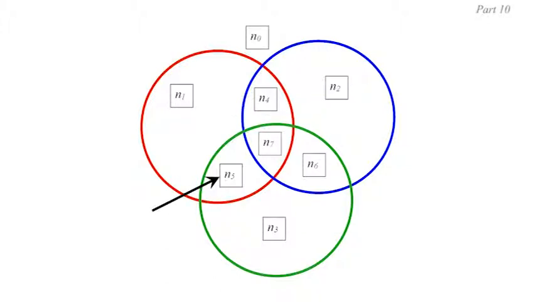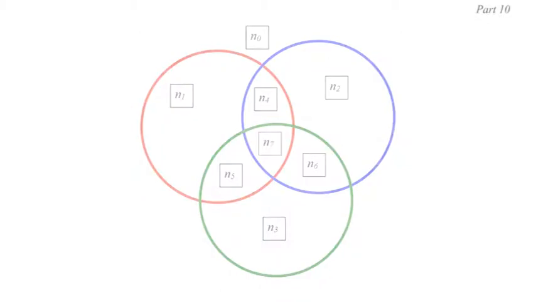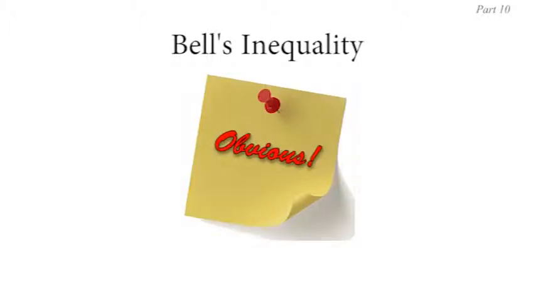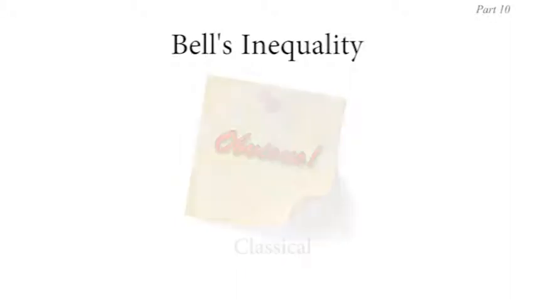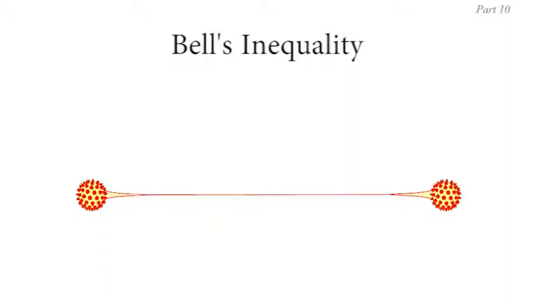Red and green and not blue is N5. Blue and green and not red is N6. And of course the number of socks with all three coloured hoops is N7. As I said before, whichever way you choose to prove it, Bell's inequality is, in a way, fairly obvious for a classical situation. The question for us is whether we can somehow apply it to one of a pair of entangled electrons and see whether the inequality holds.